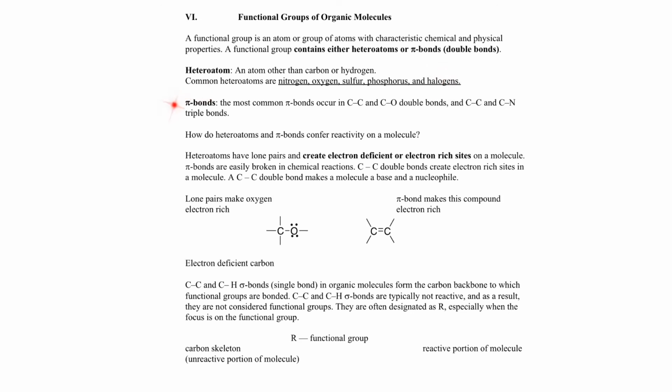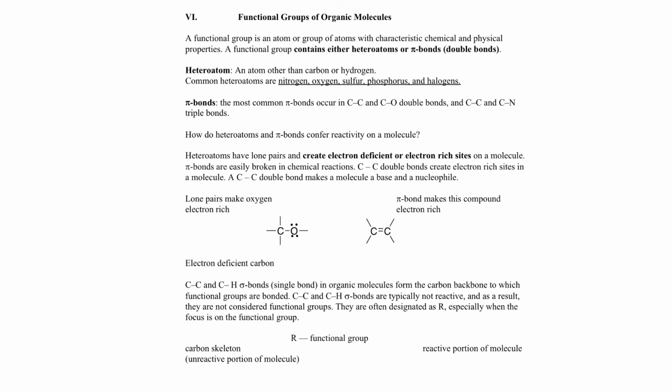And pi bonds are usually between carbon-carbon atoms or carbon-oxygen atoms. And you can also have triple bonds. Those are also known as pi bonds. And you can have them between carbon-carbon or carbon-nitrogen bonds. So why is it that when we have heteroatoms and pi bonds, we call them functional groups? Point number one is because they confer reactivity on the molecule. They give this molecule something that makes it reactive.